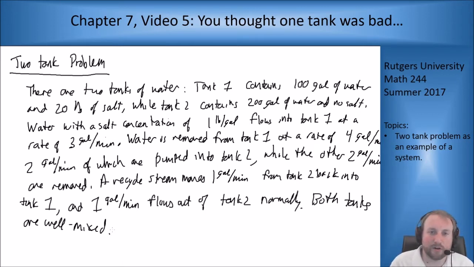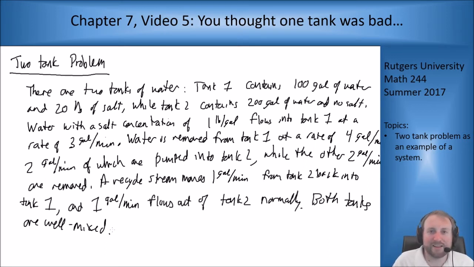So there's two tanks of water. Tank 1 contains 100 gallons of water and 20 pounds of salt, while tank 2 contains 200 gallons of water and no salt initially. Water with a salt concentration of 1 pound per gallon flows into tank 1 at a rate of 3 gallons per minute. Water is removed from tank 1 at a rate of 4 gallons per minute, 2 gallons of which are pulled into tank 2, while the other 2 are just removed from the system. A recycle stream takes 1 gallon per minute back from tank 2 into tank 1, and 1 gallon per minute flows out of tank 2 normally. Both tanks are well mixed, so we have the normal assumption on the concentrations.